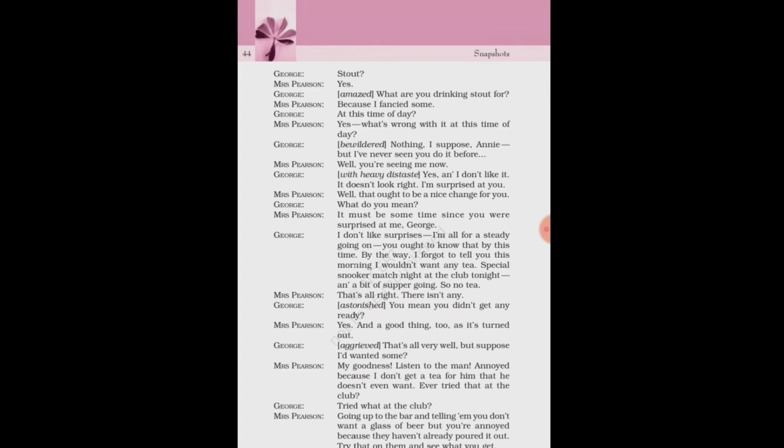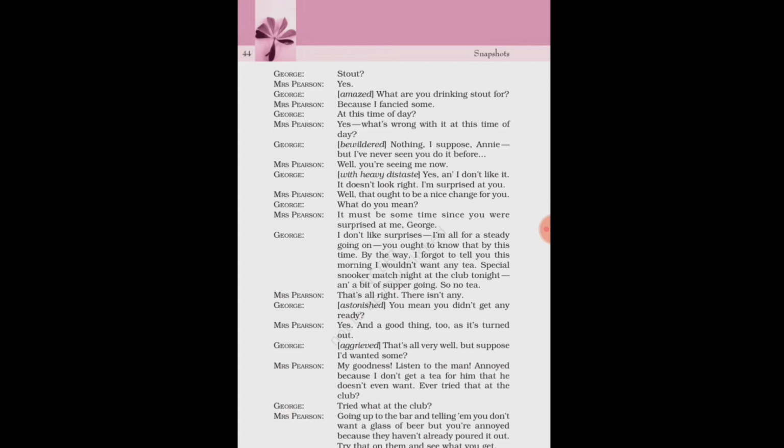So George again sees the stout and asks, surprised, stout? Then Mrs. Pearson agrees, and he questions her: what are you drinking stout for? She replies because she fancied some, she wanted to drink some. George: At this time of the day? Mrs. Pearson: Yes, what's wrong with this time? George: Nothing, I suppose, but I've never seen you do it before. So Mrs. Pearson says, you're seeing me now, drinking the stout.